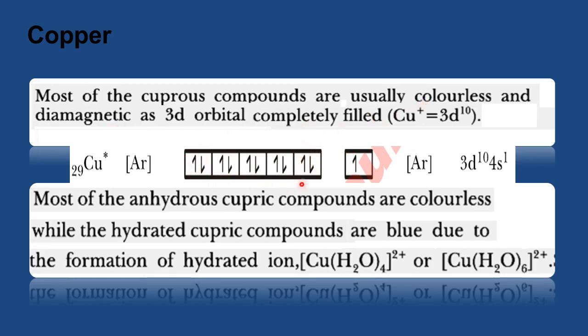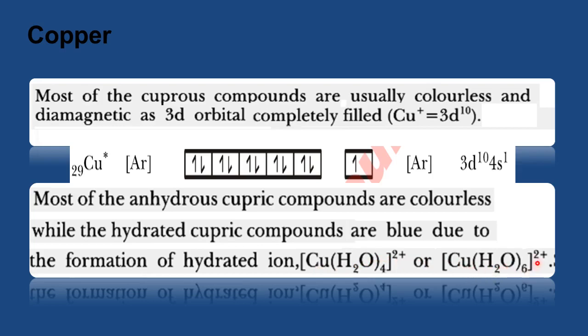And students, most of the anhydrous cupric compounds, meaning copper in plus 2 oxidation state, are colorless, while they become hydrated when present in moisture or in solution. Hydrated cupric compounds are blue due to the formation of hydrated ions. For example, tetra aqua copper 2 ions and hexa aqua copper 2 ions. They are going to be blue in color.